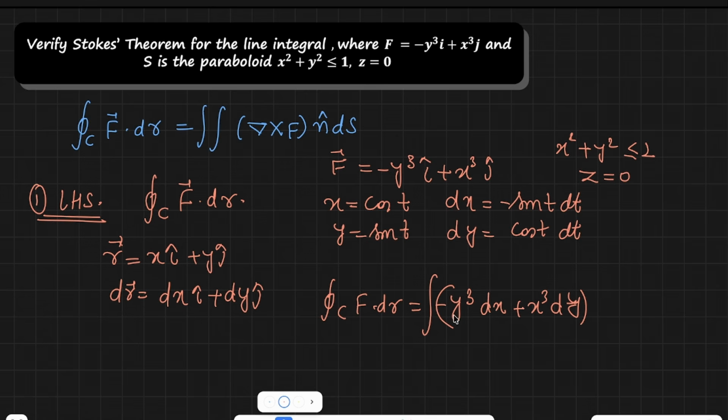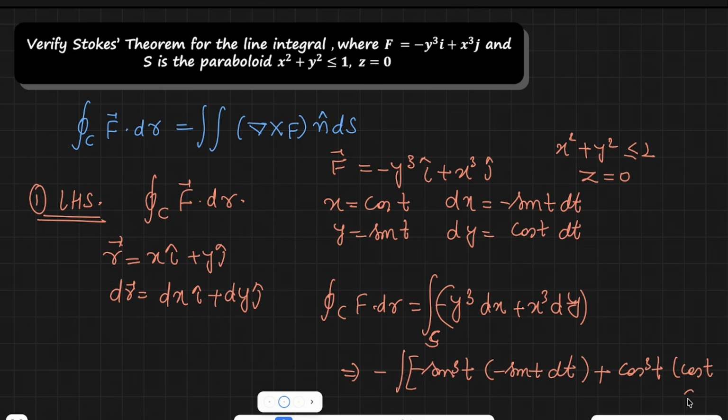Now along this curve C or this paraboloid S, you replace the values. Minus of y cube is basically minus sin cube t, and dx is minus sin t dt, plus x cube is cos cube t, and dy is cos t dt. This is basically sin power 4 t plus cos power 4 t. Then you replace the formulas and you will get 3 pi by 2 as the answer.